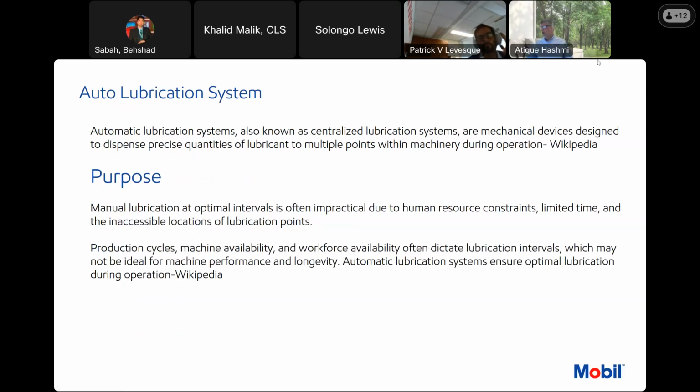Auto lubrication systems, also known as centralized lubrication systems, are mechanical devices designed to dispense precise quantities of lubricant to multiple points within machinery during operation. It is from Wikipedia.